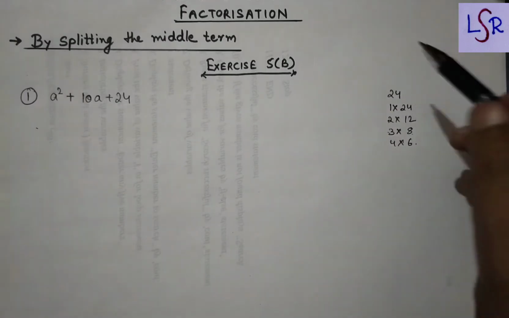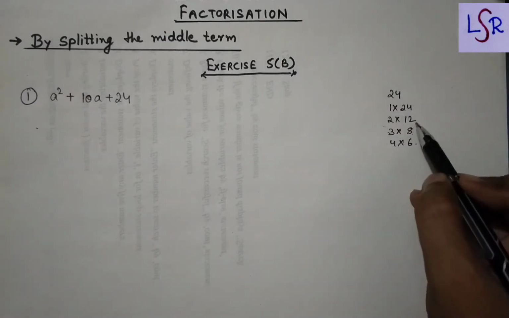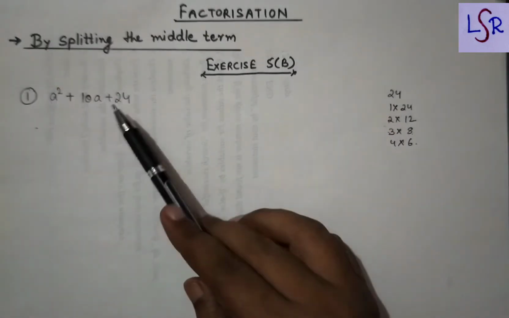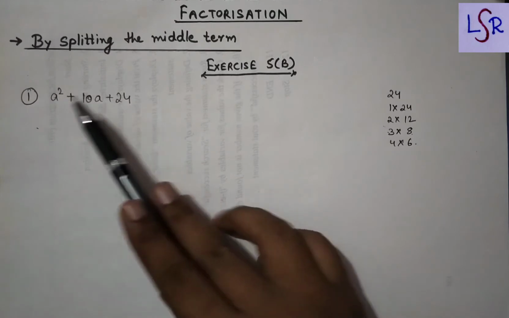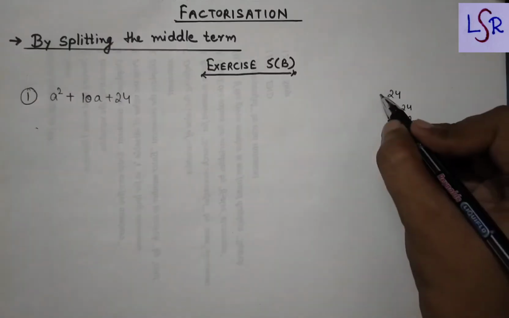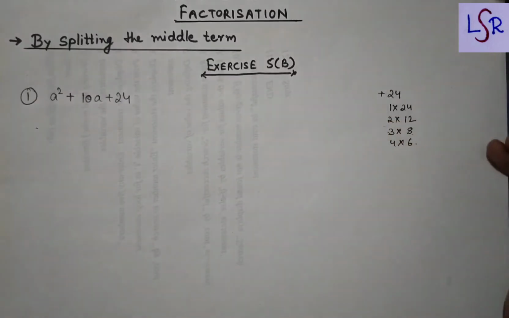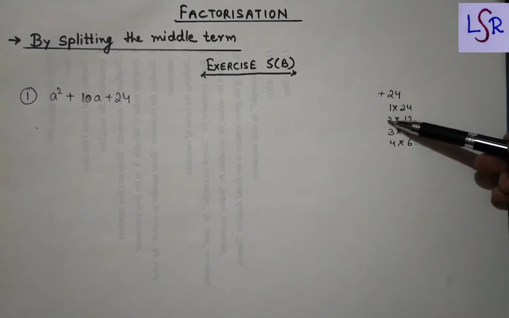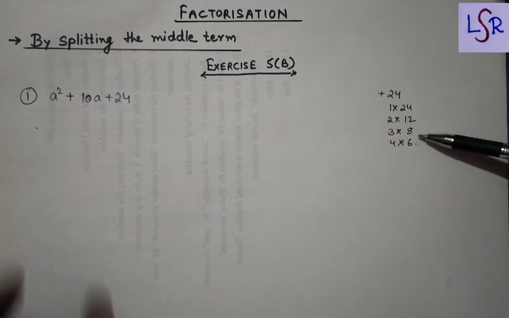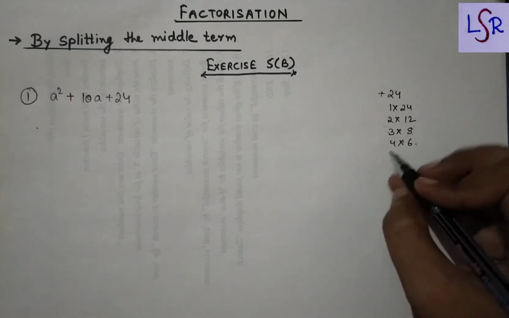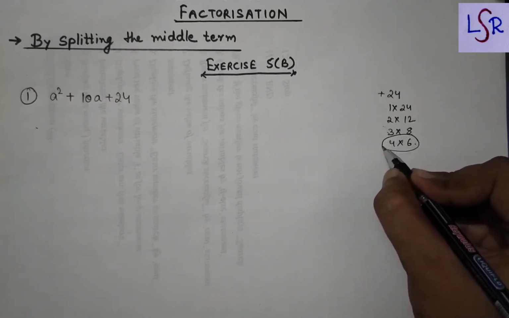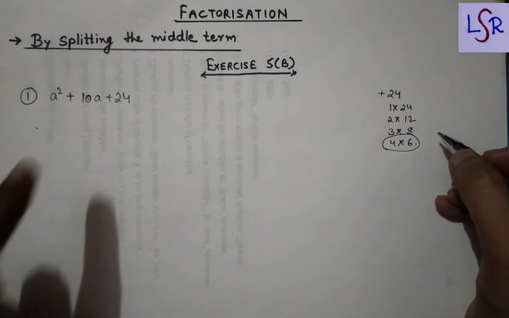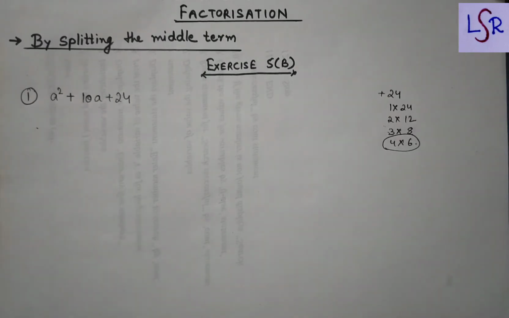Now, we have to take any one pair to get the sum as 10, because this was positive and this was positive, and the product of these two is positive 24. As the product is positive 24, we have to add any one of the pairs to get the sum as 10. So here we see that on adding 4 and 6, we get 10. So we are going to split this 10 into 4 and 6.